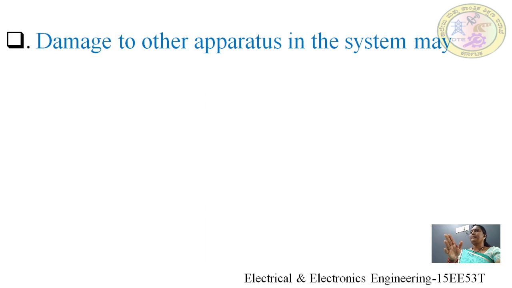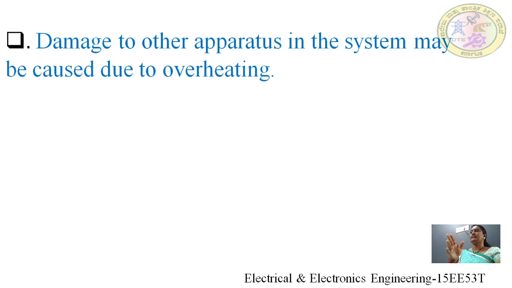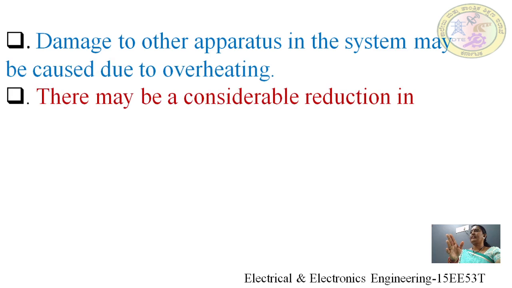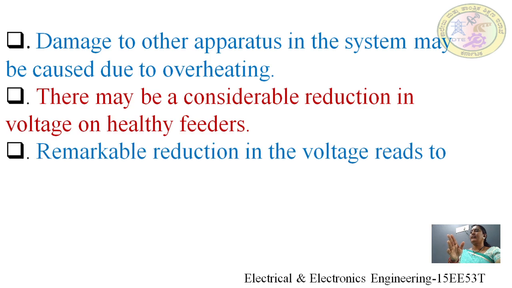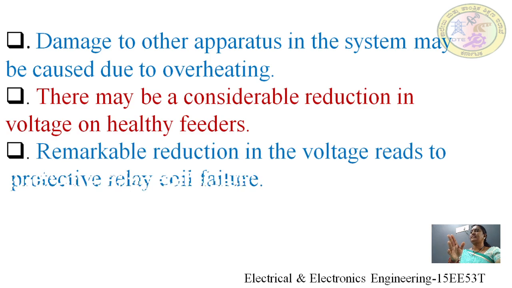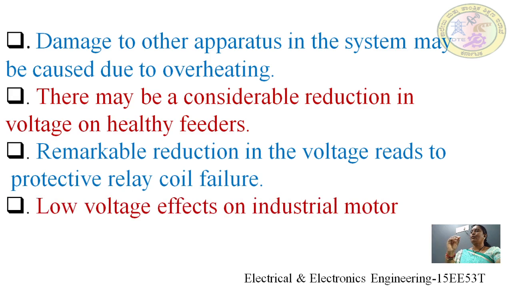Next we will see other effects of short circuit current. One, it damages other parts, caused due to overheating, and it may give rise to considerable reduction in the healthy voltages of the feeder. There is a remarkable reduction in the voltage which gives rise to protective relay coil failure and low voltage effect in the industrial motor. These are the harmful effects of short circuit current.